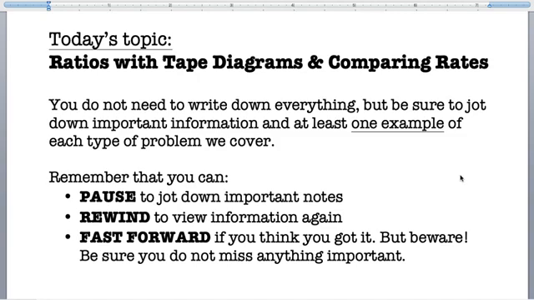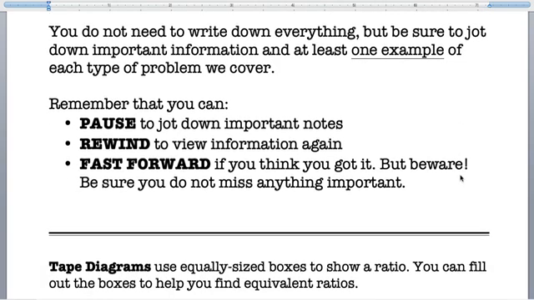So let's begin with ratios with tape diagrams. Last time we talked about ratio tables and coordinate planes as visual ways to represent equivalent ratios. Today, we're going to show you a third way, which is tape diagrams. Now would be a good time for you to pause the video and write down this definition. I would underline it or bold it or even highlight it in my notes just to make sure that it pops out at me. So tape diagrams are when we use equally sized boxes to show a ratio.